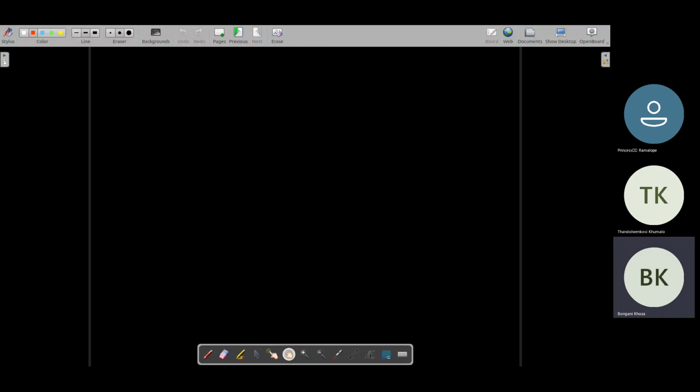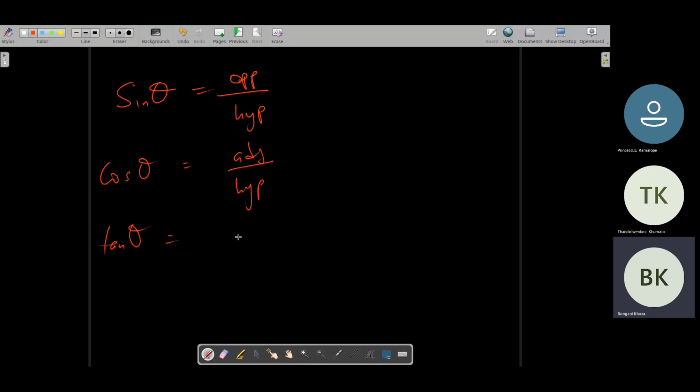So what I had given you last week was a question with trigonometry. We looked at the trig ratios: sine theta is opposite over hypotenuse, cos theta is adjacent over hypotenuse, and tan theta is opposite over adjacent. Do we remember this?